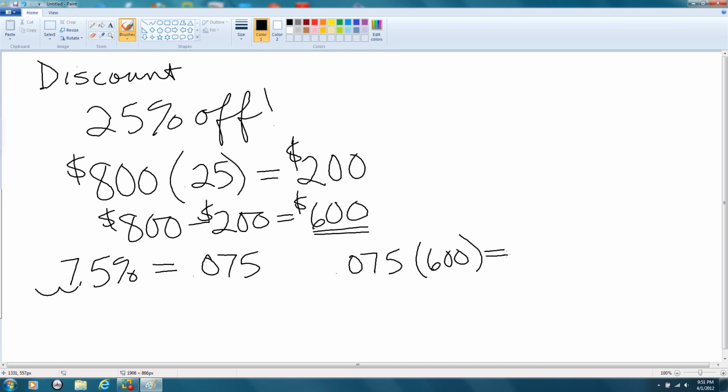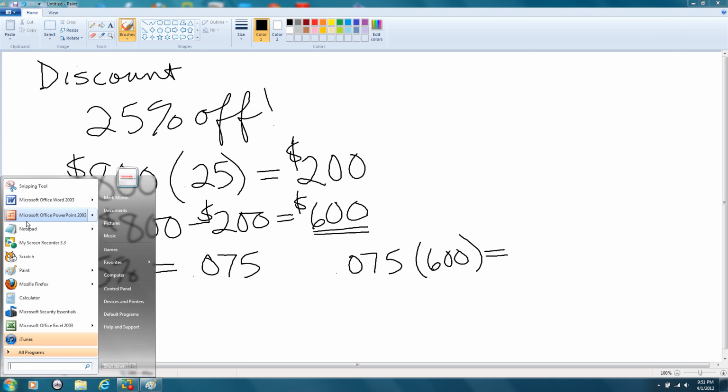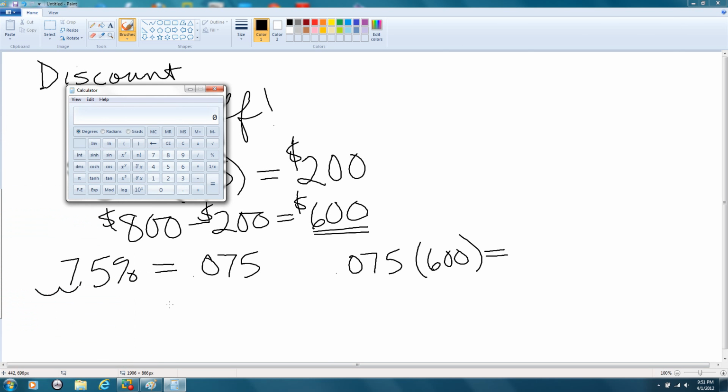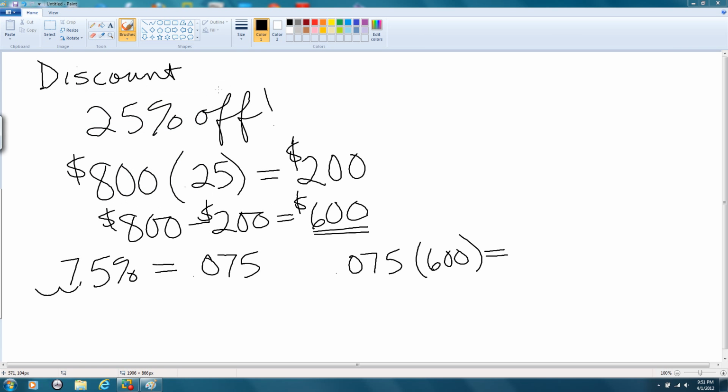So I'm just going to go over here to the calculator, and I go 0.075 times 600, and I get $45. So $45 is the amount of the tax.